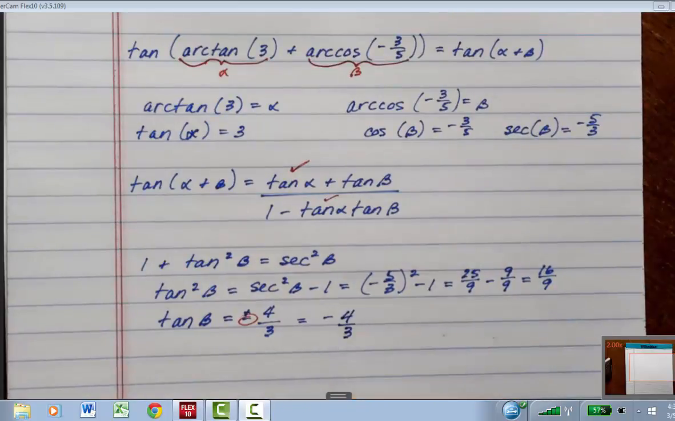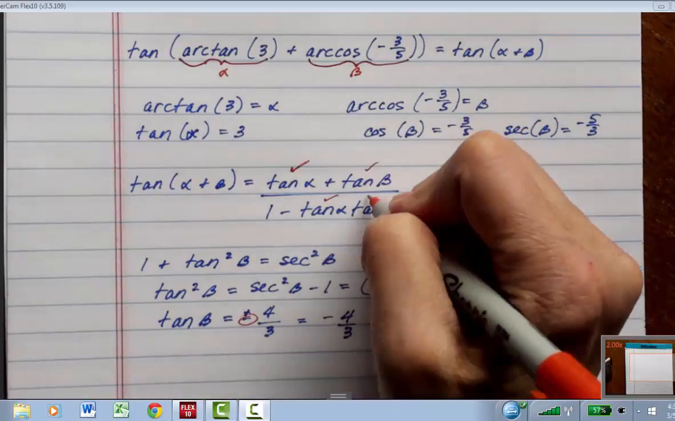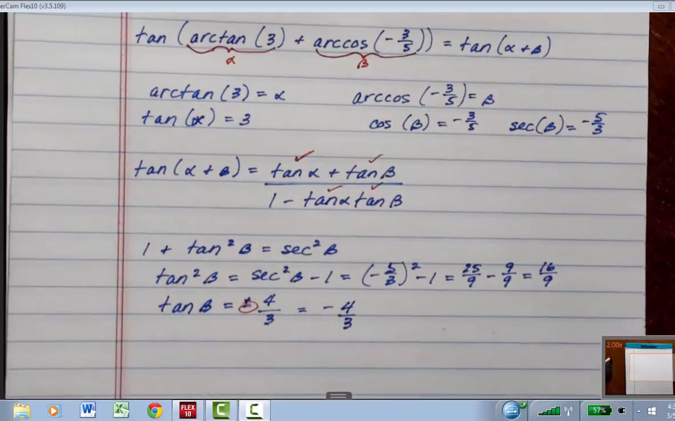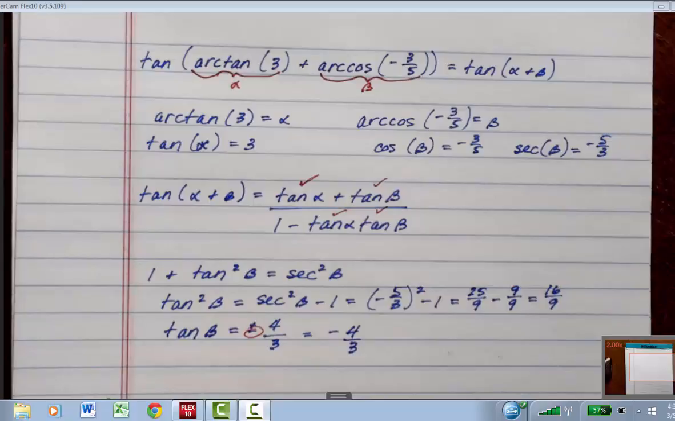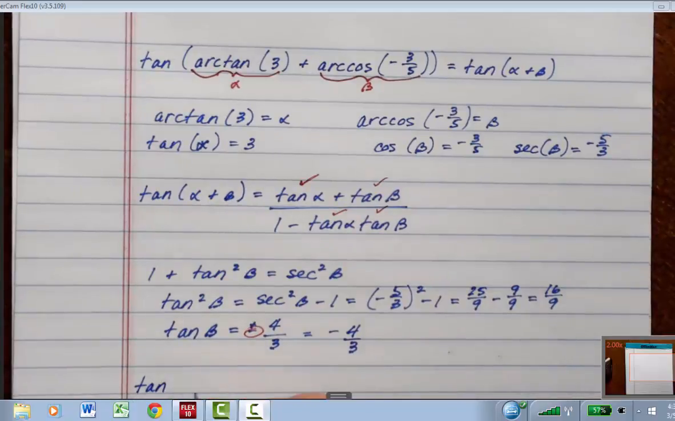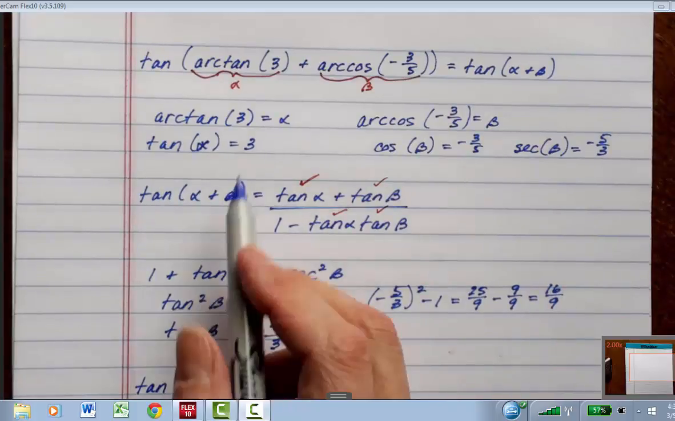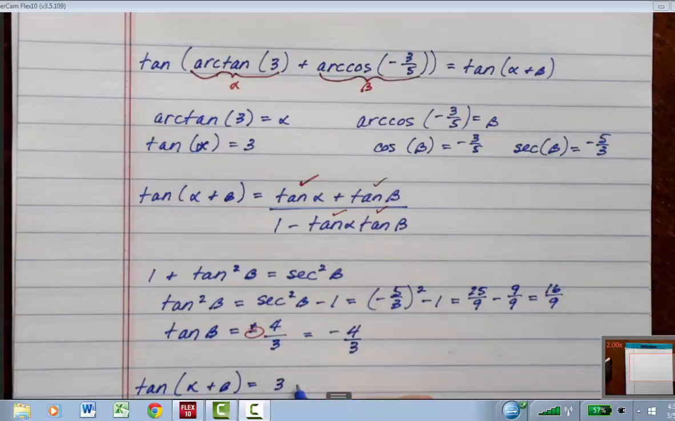I can go back and substitute all these into my formula and come up with what we were looking for originally. So I'm going to take the formula: tangent of alpha plus beta is equal to the tangent of alpha, which is 3, plus the tangent of beta, which is negative 4/3, all over 1 minus 3 times negative 4/3. So 3 minus 4/3 over 1, times a negative is a positive. These guys cancel out, plus 4.